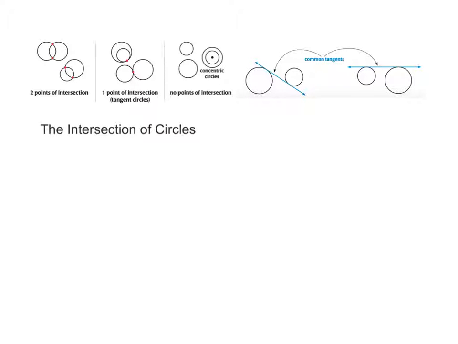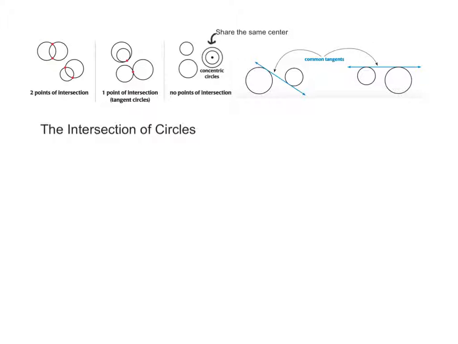And finally, the 2 circles could not intersect at all, so they have no points of intersection. They could just be sitting next to each other but not sharing any points, or one circle can be inside the other circle and they share the same center. In that case, they are called concentric circles. So again, when one circle is inside of the other circle and they share the same center, they are not intersecting at all, and they are called concentric circles.